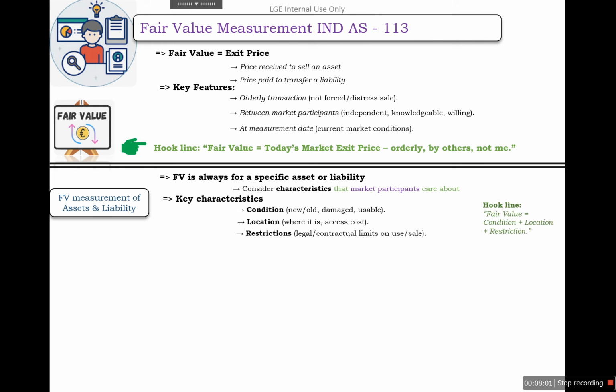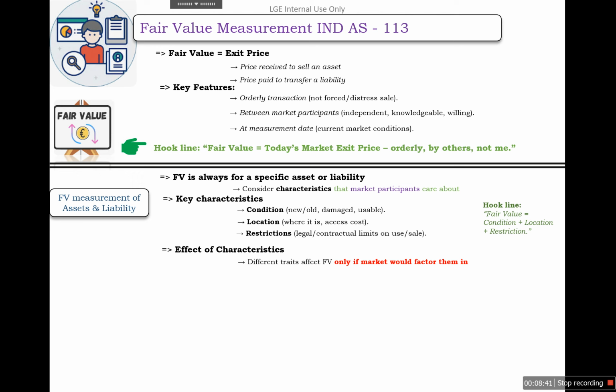So here the fair value is condition plus location and restrictions; these are the key parameters that we need to take care of at the time of evaluating the fair value measurement. And there will be an effect of the characteristics. Different traits affect the fair value only if the market would factor them in. What the entity thinks about those characteristics doesn't matter. If there are some characteristics attached to the asset or liability, and the market takes care of those traits at the time of valuation, they will be considered.